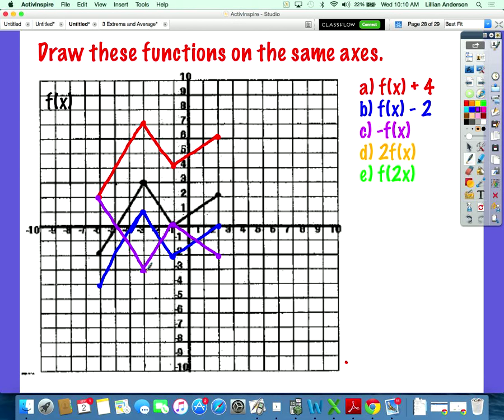If you don't have colors, make sure that you're labeling, like this one was C, the other one was B, so on and so forth. So when you go back and look at it, you won't be confused. D means what?